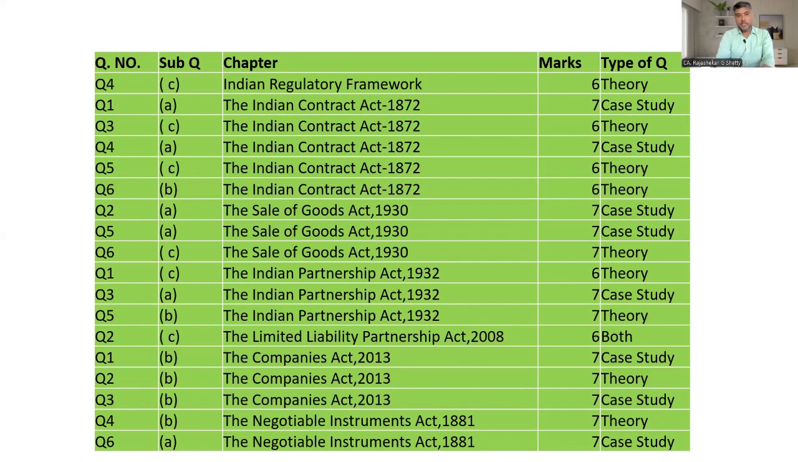Then there will be 3 questions for Sale of Goods Act, and 3 questions will be asked on Indian Partnership. Limited Liability, only 1 question. Companies Act, they will ask 3 questions, which are question number 1B, 2B, and 3B. The Negotiable Instrument Act, they will ask 2 questions, which is 1 theory and 1 case study, in question number 4 and question number 6. I hope this will help you in preparing for your business law paper and attending the exam in a very successful way. Thank you.